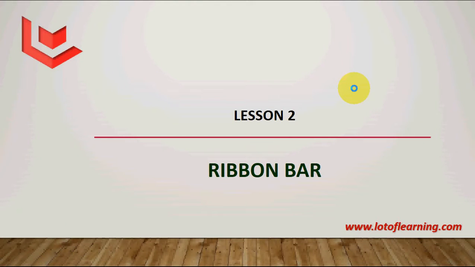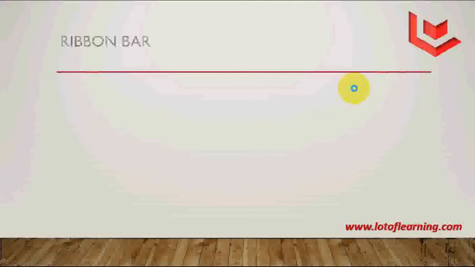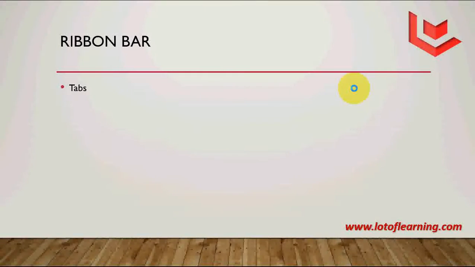Hello friends, this is lesson number 2, ribbon bar. Here I will show you about tabs on the ribbon bar. Then I will show you the context tabs, which appear only on demand, only on requirement. And then I will show you how the ribbon bar will behave, how it will appear when we shrink our window or when we use Excel on a lower resolution.